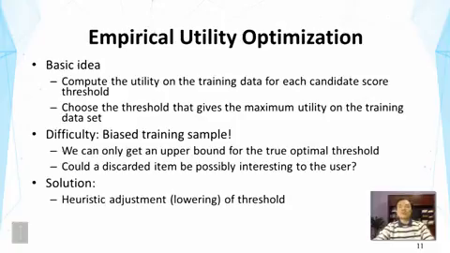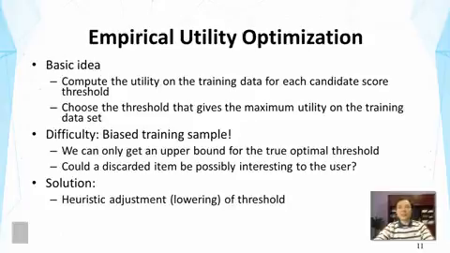Now, how do we solve these problems? In general, I think one can use the empirical utility optimization strategy. And this strategy is basically to optimize the threshold based on historical data, just as you have seen on the previous slide. Right? So you can just compute the utility on the training data for each candidate score threshold. Pretend, what if I cut at this point? What if I cut at a different scoring threshold point? What would happen? What's the utility?